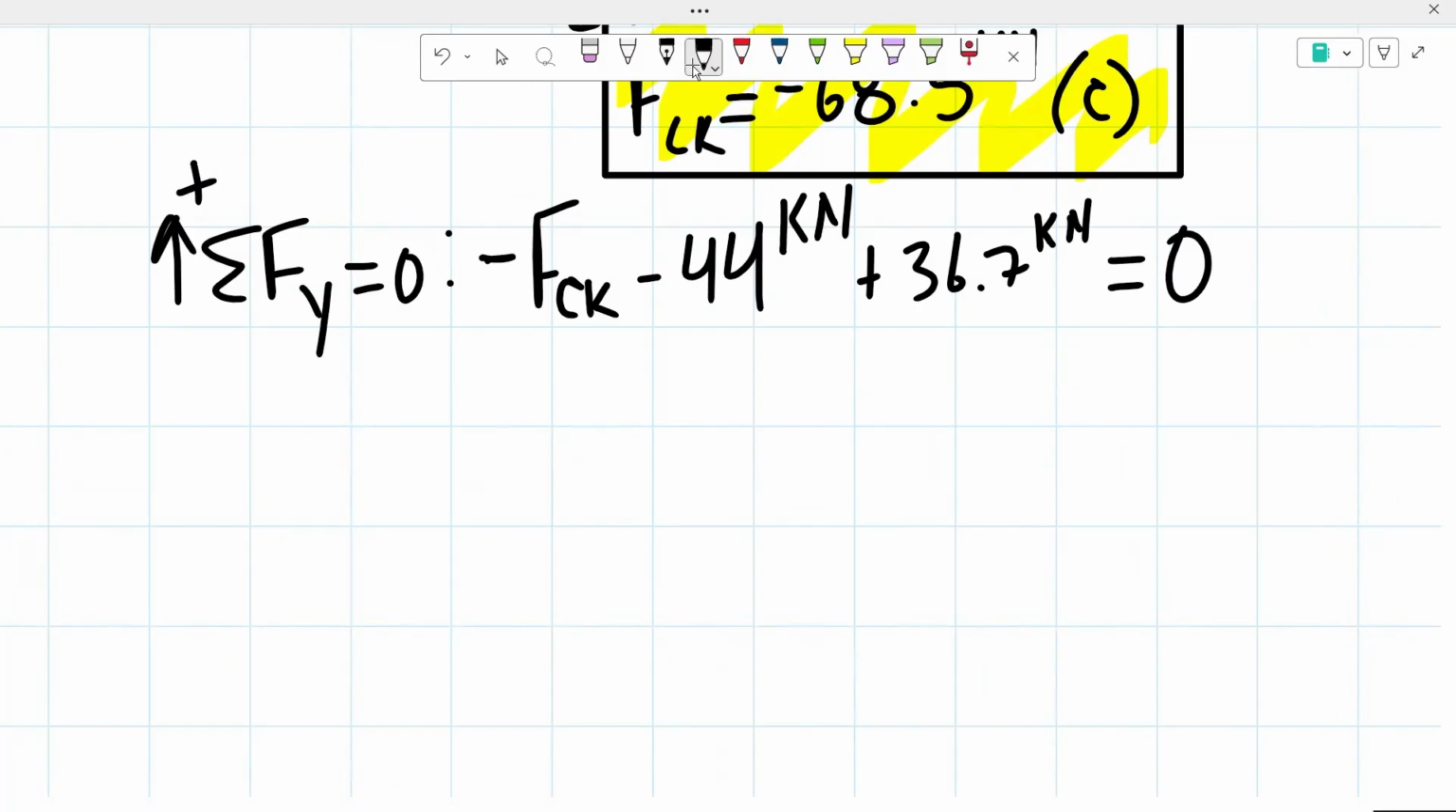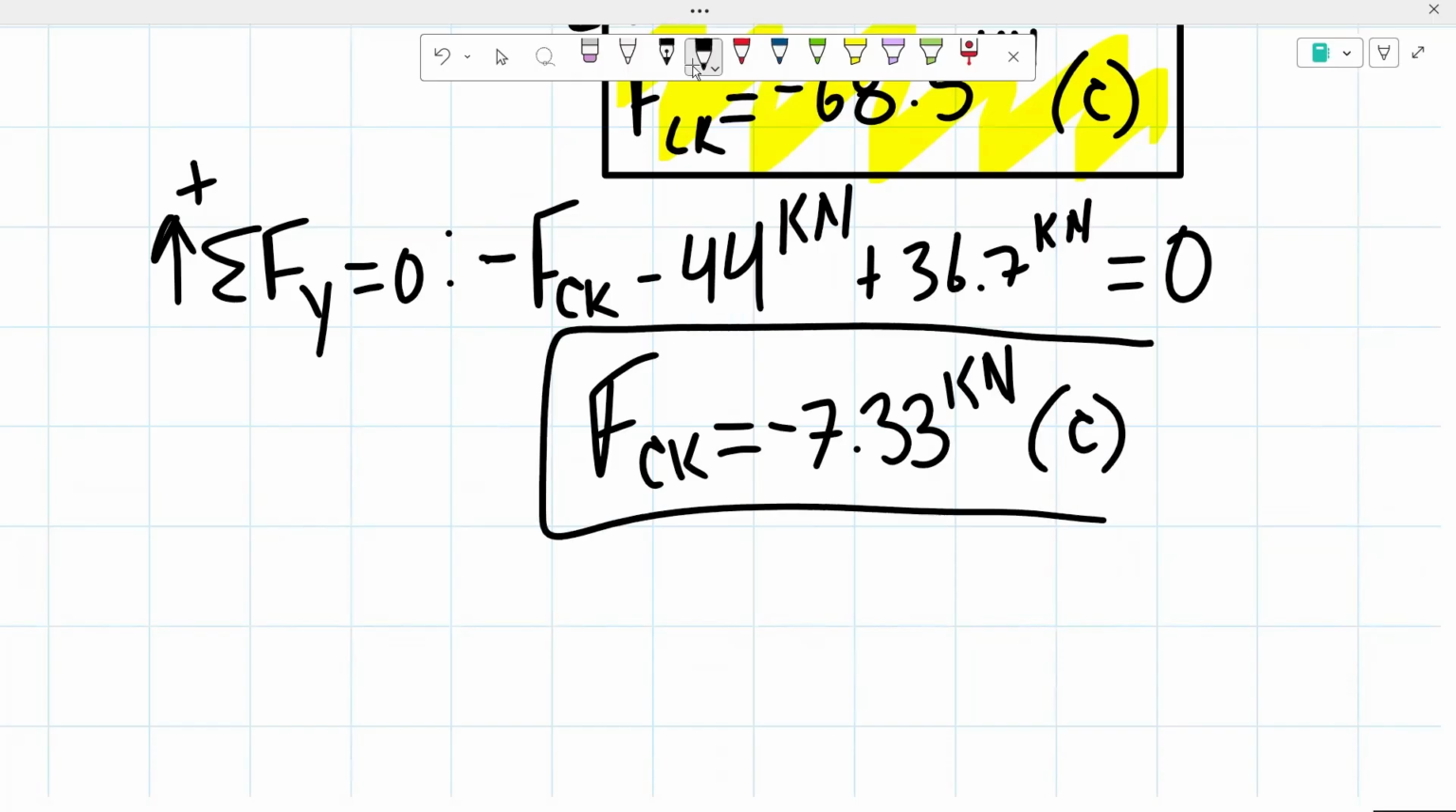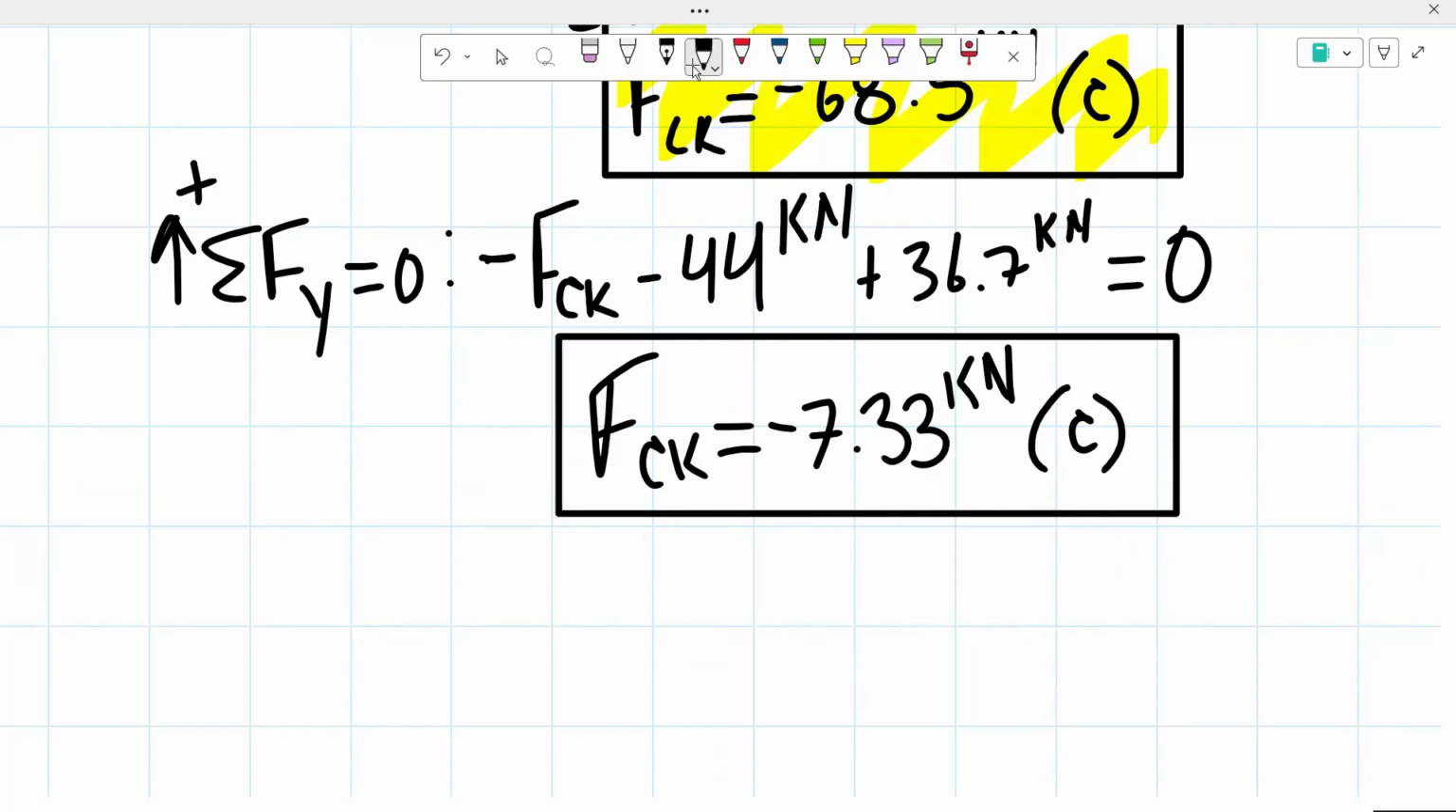From here, we would simply solve for the force of the member CK, giving us a value of negative 7.33 kilonewtons. Once again, we got a negative number, meaning that we assumed incorrectly. So you could simply put right here that it is actually going to be in compression. And with that, we are done with the fundamental problem 6.8.